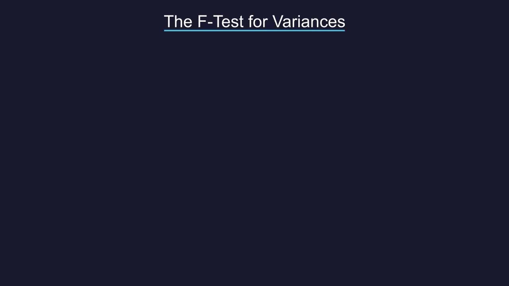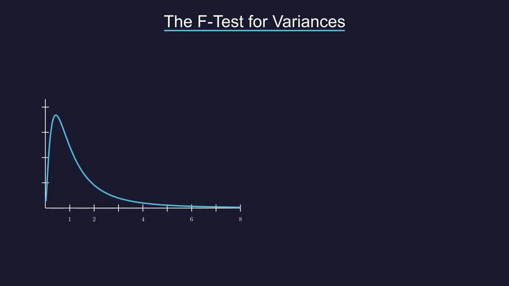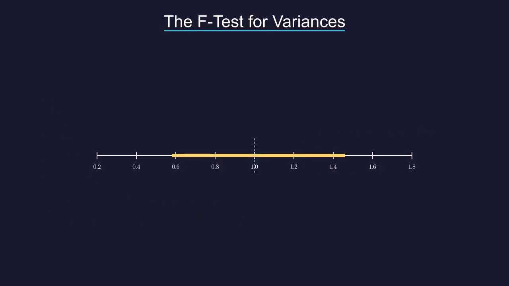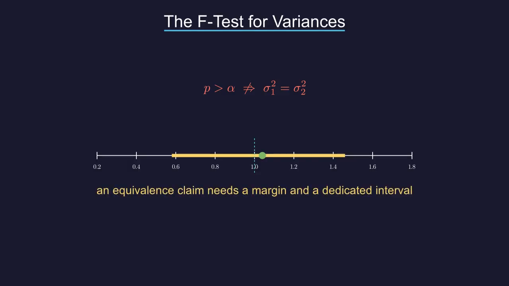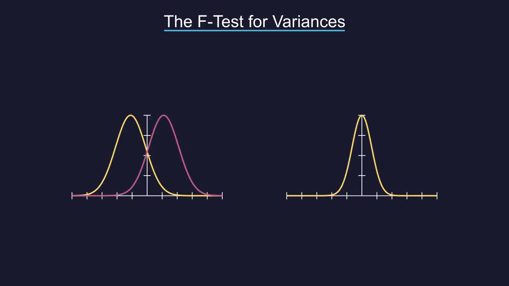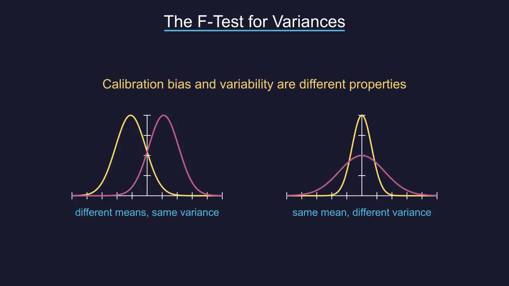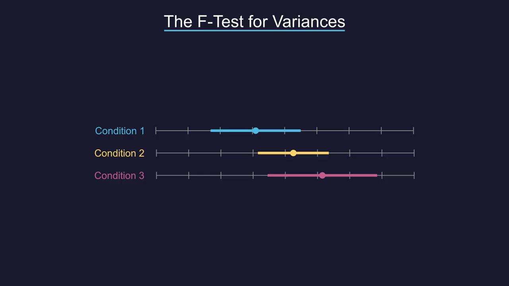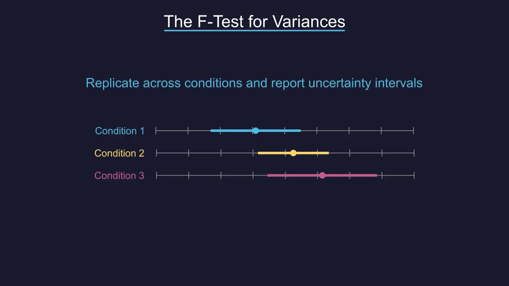The test evaluates whether the population error variances differ under normal independent measurement errors. A non-significant result would not certify equal precision, and a significant result would not identify calibration bias because variance and mean error are different properties. Replication across conditions and uncertainty intervals are needed for qualification decisions.